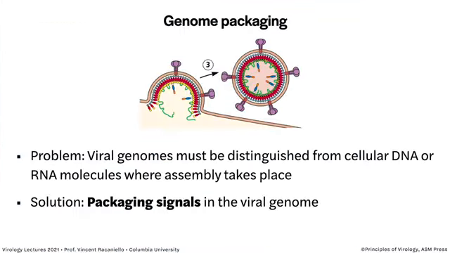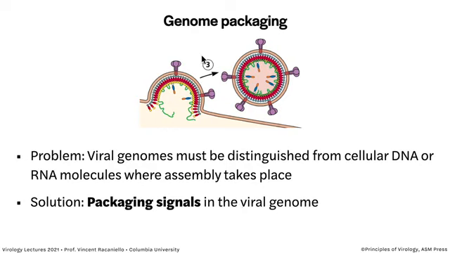Now, when you make a particle, one of the key aspects of making it is to make sure only the viral genome gets in and not cellular nucleic acids. That would be a waste, right? So this is called genome packaging. When I say genome packaging, I'm talking about getting only the viral genome into the cell. And how do you distinguish it from cellular DNA or RNA molecules? Wherever the assembly is taking place, how do you distinguish it? The solution is packaging signals, which are sequences in the viral genome.